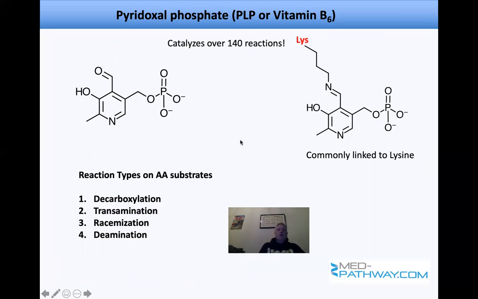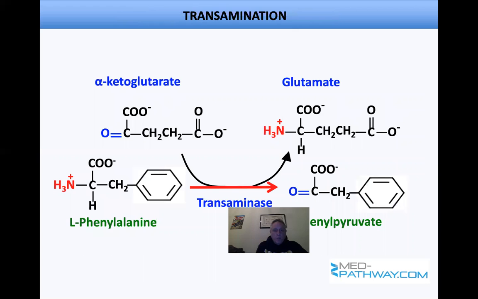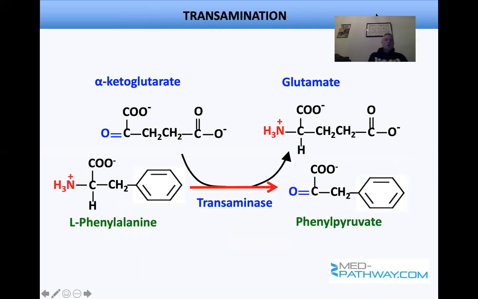It does a number of things to amino acid substrates, including decarboxylation, transamination, racemization, as well as deamination. I'll show you a really important one known as transamination, as you see here. And what does transamination do? When you want to metabolize or catabolize amino acids, you've got to get rid of the nitrogen ammonia group. Now, the way you do this is you transaminate.